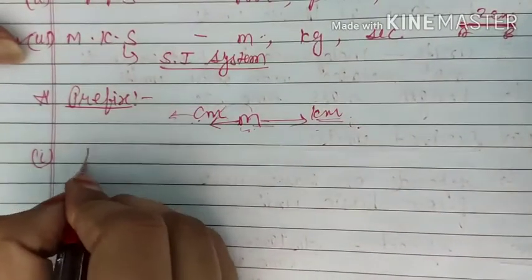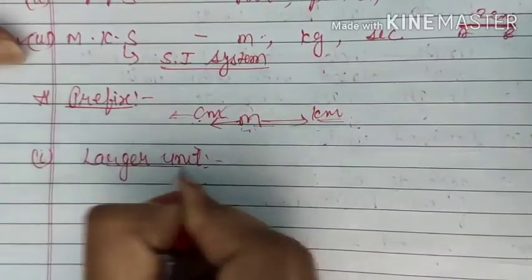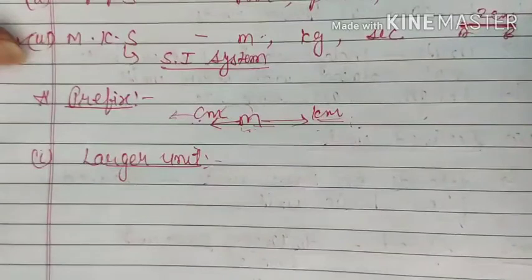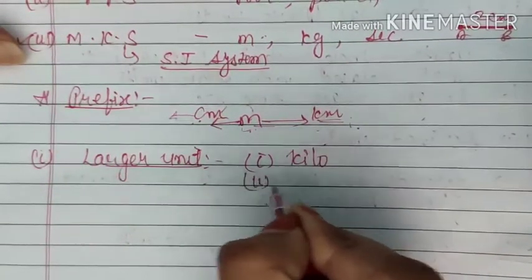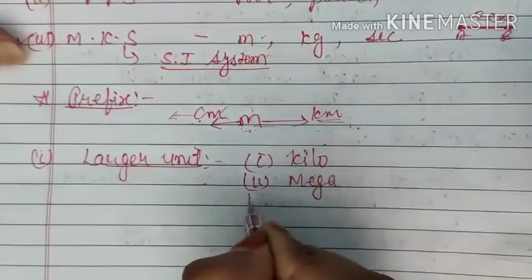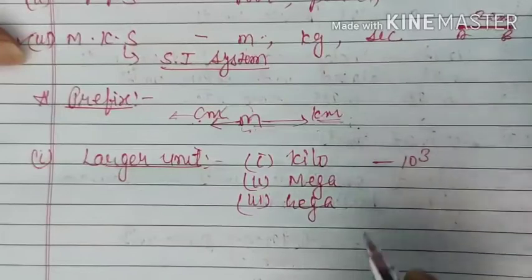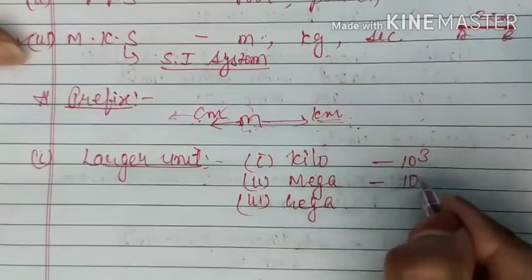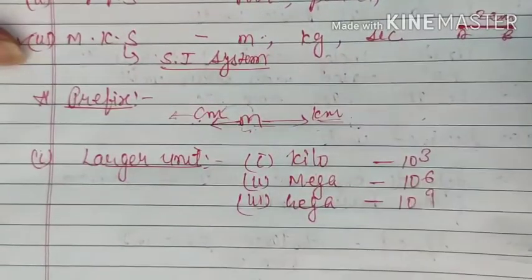For larger units we use some prefixes. At least three we should know in any condition: kilo, mega, and giga. Kilo means 10 raised to power 3, you are familiar with it from 3rd or 4th class itself, mega means 10 raised to power 6, and giga means 10 raised to power 9.